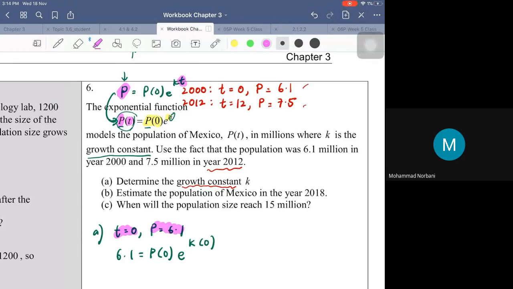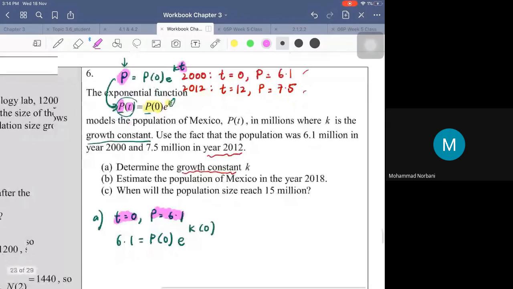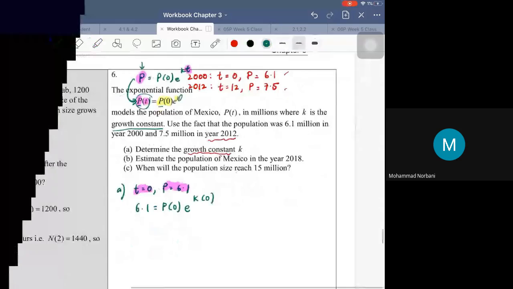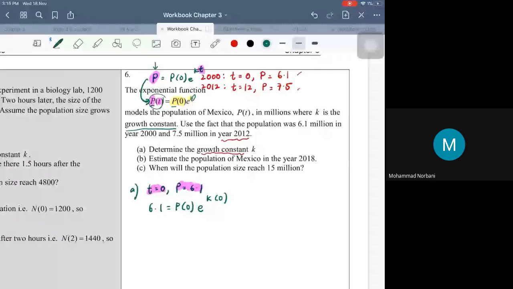Right, so when I use these two values in my calculation, I will get here exponential of 0. Let me simplify this. I will get 6.1 is equal p naught exponential of 0. What is exponential of 0? Exponential of 0 is going to equal 1. That's right, it's going to equal 1. So therefore, I get the value that P naught is equal to 6.1. So that is the value of P naught. So I used the first information.